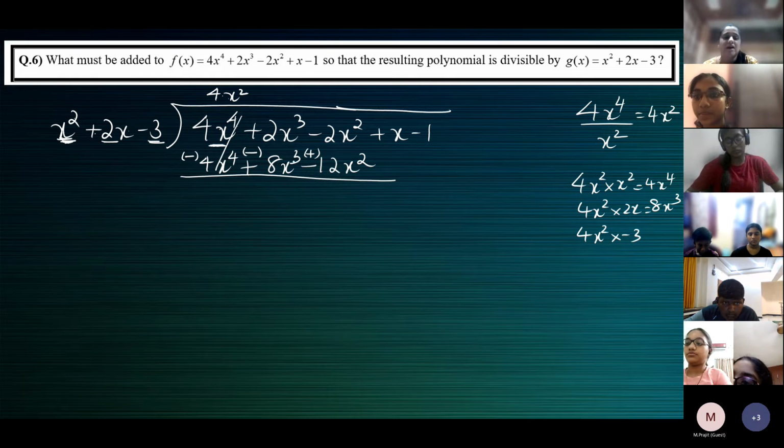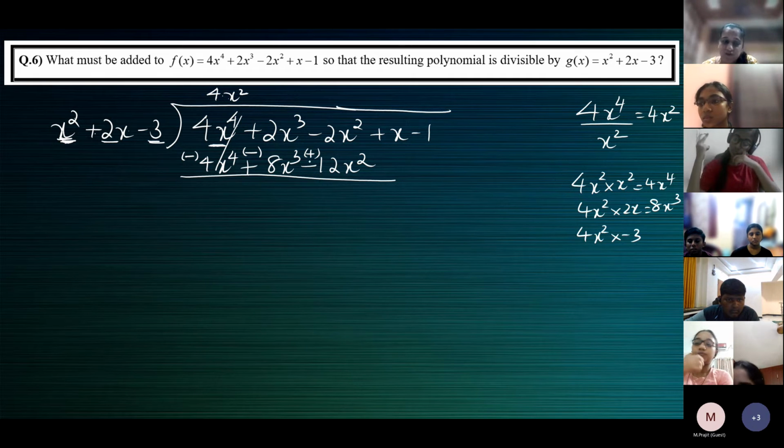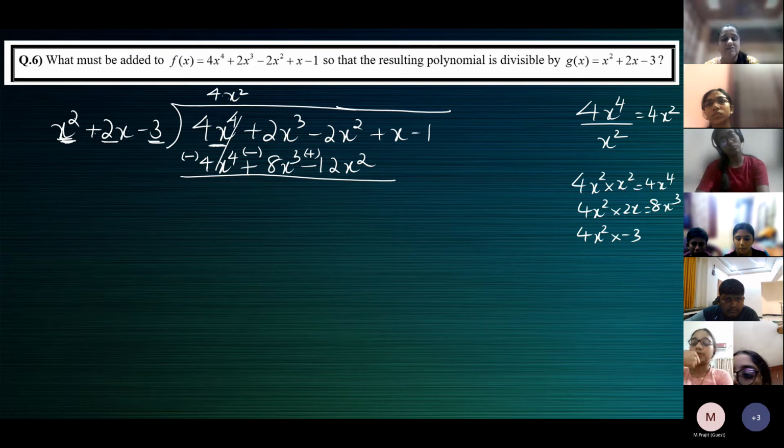Next, we have to change the signs. So it's plus 4x to the power 4, which becomes minus. Plus 8x cube, change the sign, plus becomes minus. And it's minus 12x square, so minus becomes plus. Now use the new signs. Forget the old signs. Plus 4x to the power 4 minus 4x to the power 4 is 0, so they get cancelled. All of us understand that?